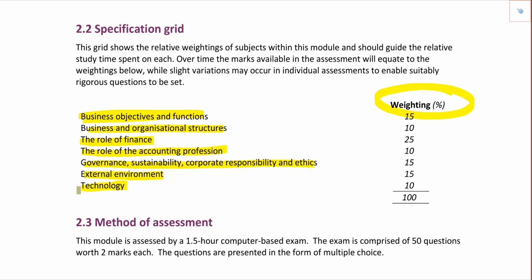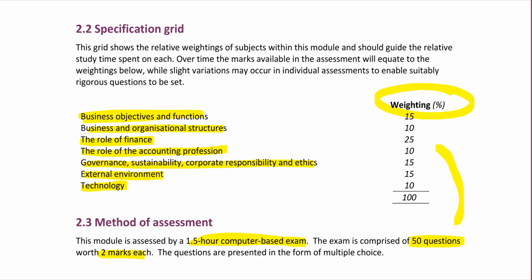Now our exam is going to be a 90-minute computer-based exam, and it's going to be made up of 50 questions that are worth 2 marks each. So this weighting shows you a rough idea of how many of these 50 questions are going to be from which areas of our syllabus. Now the pass mark for our exam is 55%. But because all of our questions are worth 2 marks each, it means we actually need to get 56% to be passing this exam.